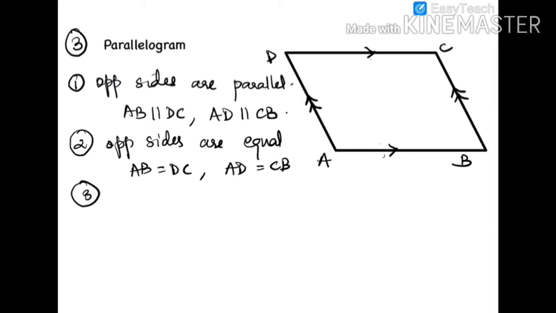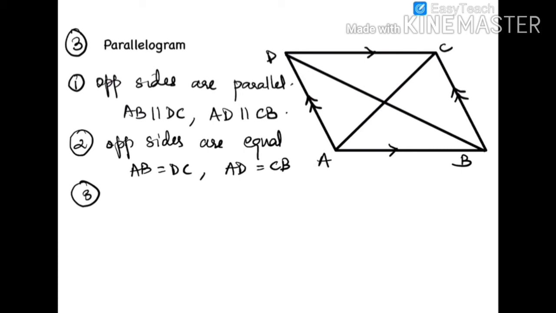Let's draw the diagonals. Can you say that the length of the diagonals will be equal? Visually, AC appears to be shorter than DB. And if you measure, you will find that AC is definitely shorter than DB. So in a parallelogram, diagonals are not equal.